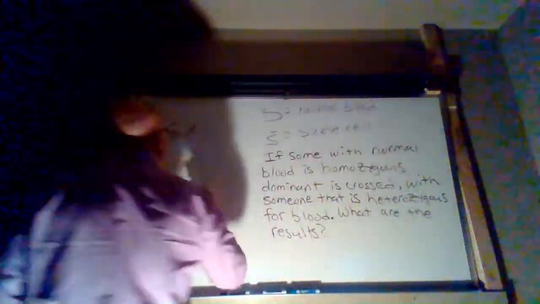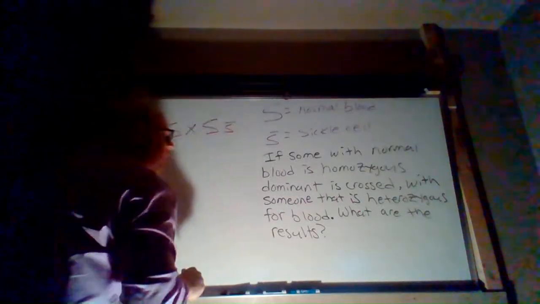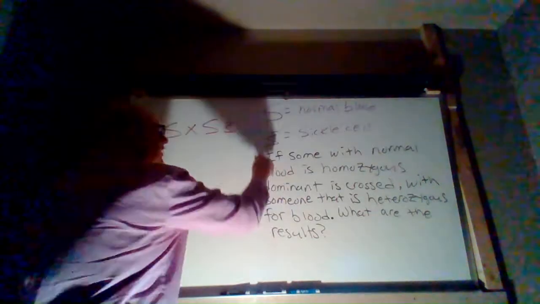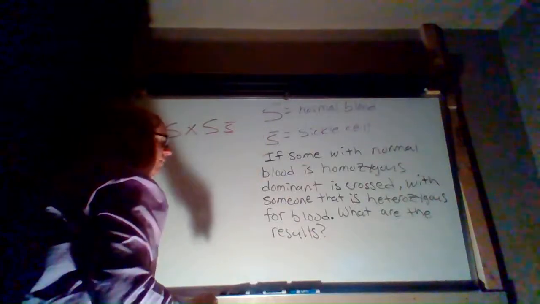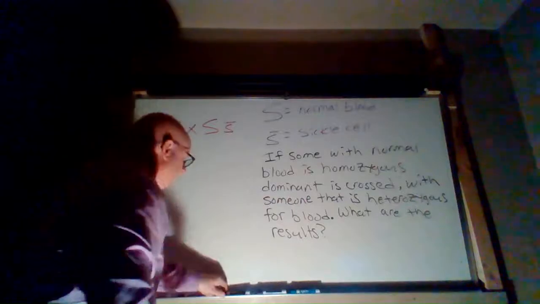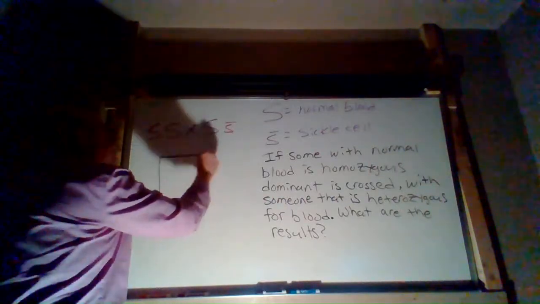Okay? If you had put a capital S and a lowercase s, you would be correct because again, heterozygous means you have one of each allele. So you have a capital and a lowercase blood. So what it's asking for, well, what are the results? Well, what we do with that, put that into this table, or that Punnett square.